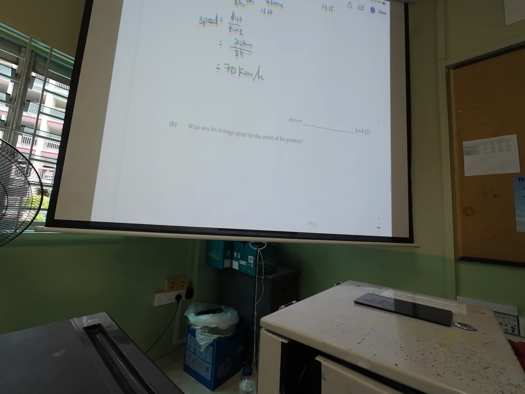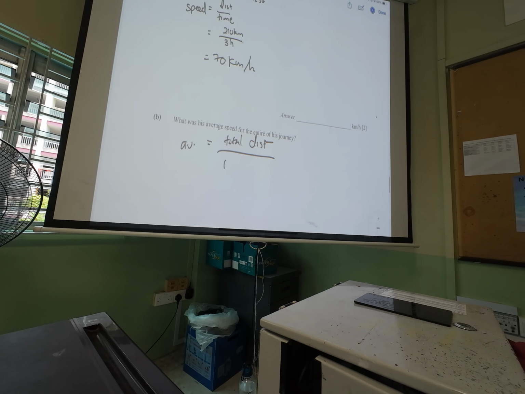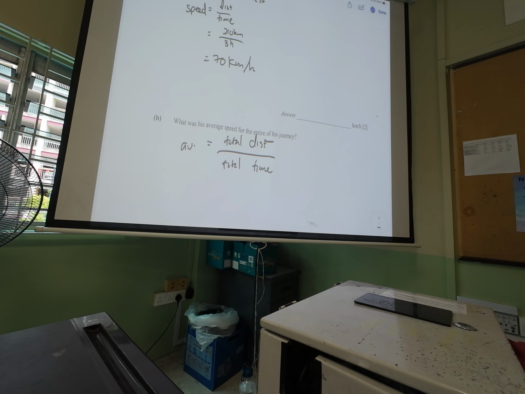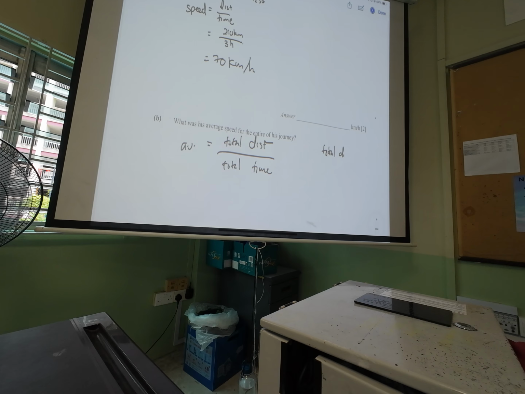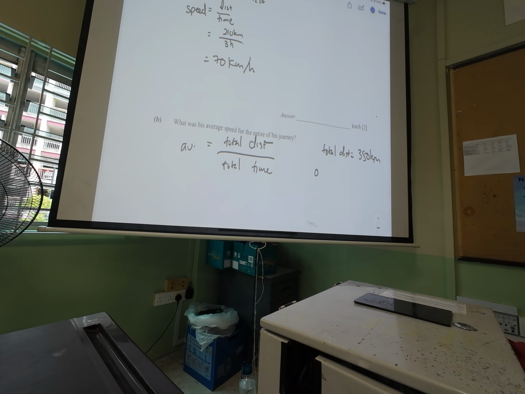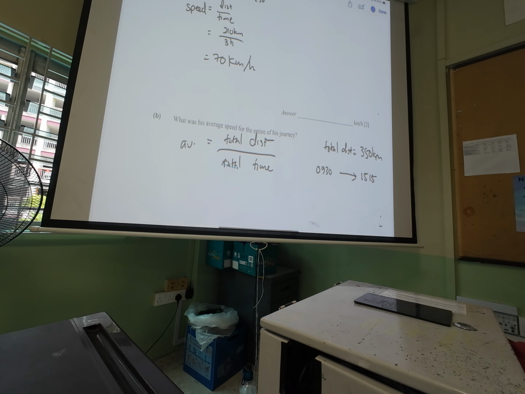Okay. So the average speed is equal to total distance divided by total time. What is my total distance? My total distance is 350 kilometers. The entire trip, no change. Then my total time will be from 9:30 to 15:15. Then I must calculate how long is that.